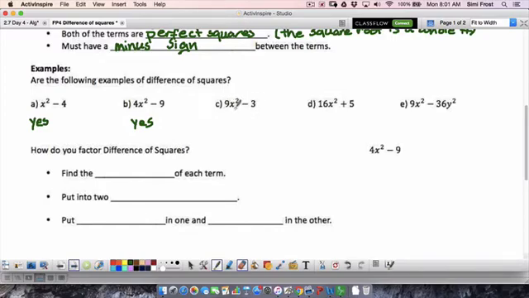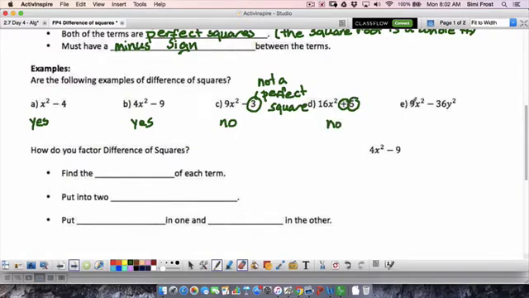We could factor this using the GCF, but because of this, it's going to be no, because this is not a perfect square. Coming on to this next one here, we have a couple problems. Not only is 5 not a perfect square, but we also have a plus in the middle here. So this is not a difference of squares.